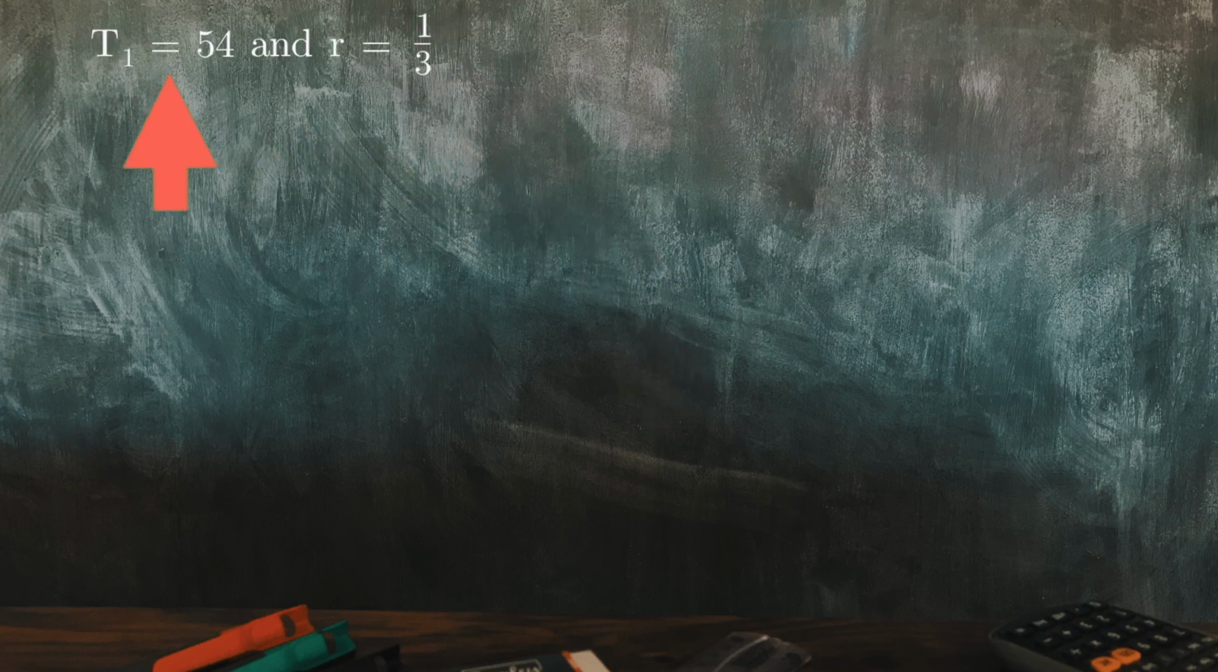Hi everyone and welcome back. In today's lesson we are going to learn how we will manipulate the sum of formula for a geometric series. So let's go and look at an example. Term 1 is equal to 54 and the constant ratio is equal to a third. Now this is a constant ratio, so we know that we have a geometric series.